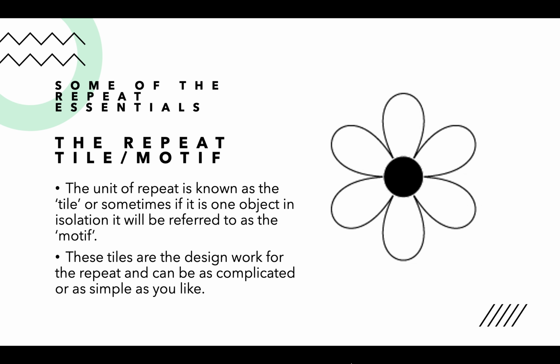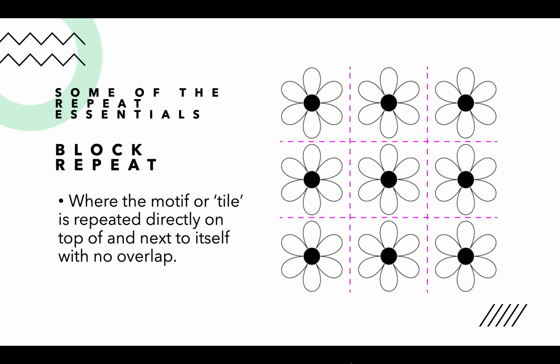Your tile is any area of design work that you've decided you're going to put into repeat. It doesn't always have to be in a square, but I think when you get started, it can be quite useful if it is. So these tiles are the design work for the repeat and can be as complicated or as simple as you like. A block repeat is where the motif or the tile is repeated directly on top of and next to itself with no overlap, just like this one here. So you go 100% across and 100% down, and wherever you go, they're stacked right on top of one another.